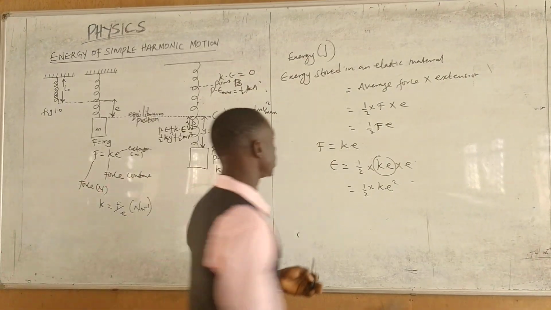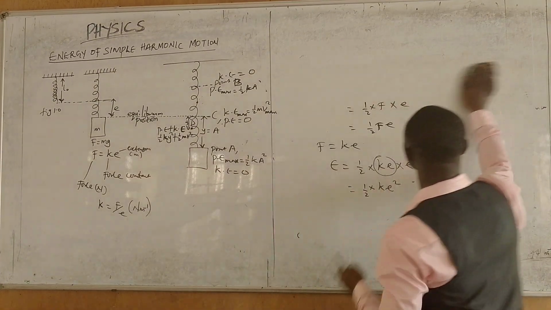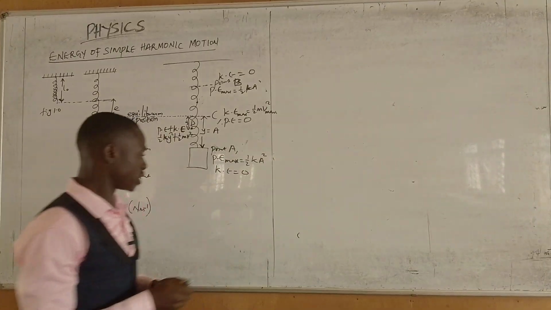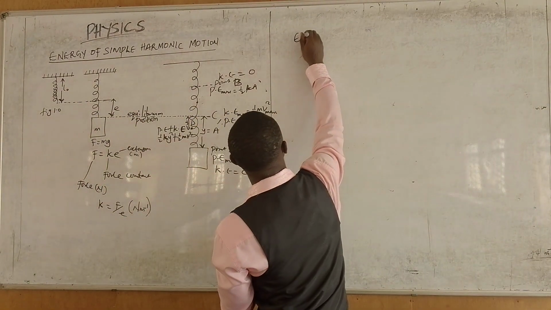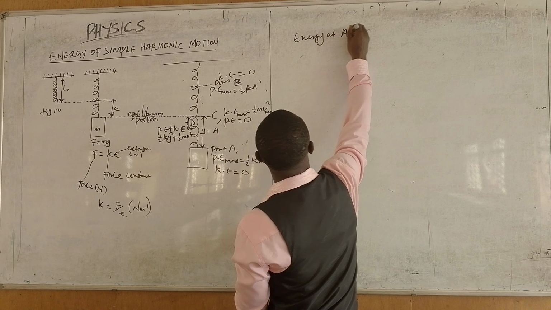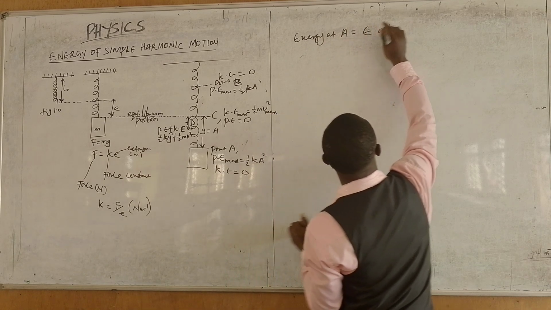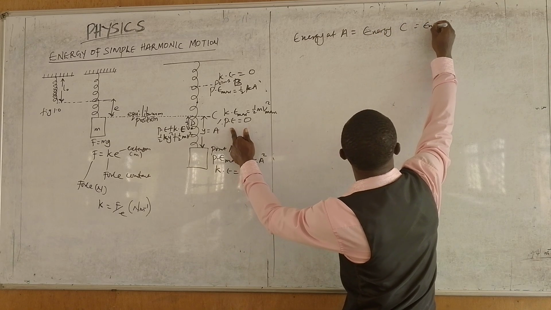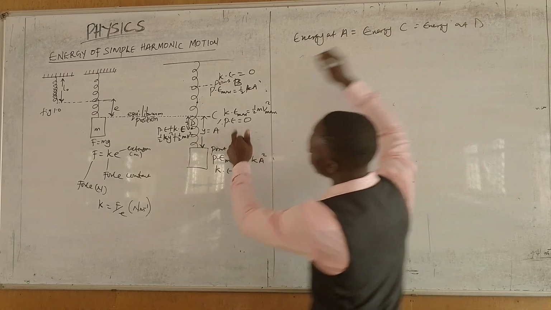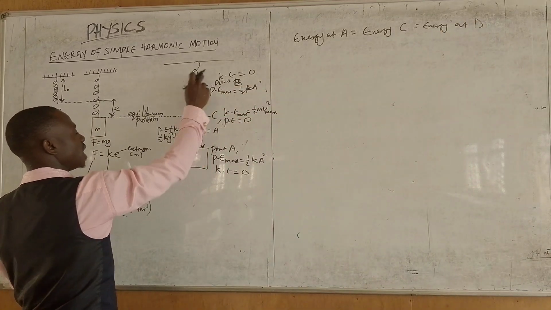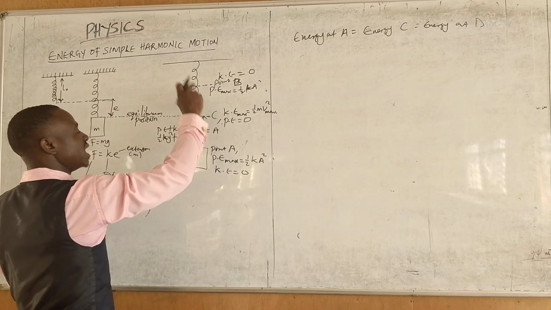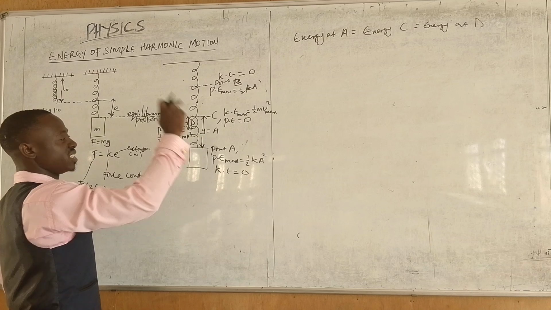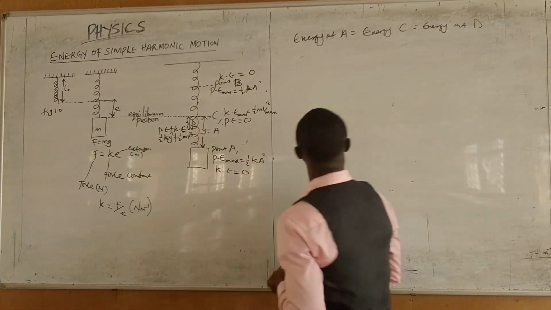Now, I still want to write another equation out from here. That's the reason for all this explanation. According to the principle of conservation of energy, energy at A equals energy at C, which then equals energy at D. You can also pick any other point from here to here. Energy here is energy here, is energy at any other point.